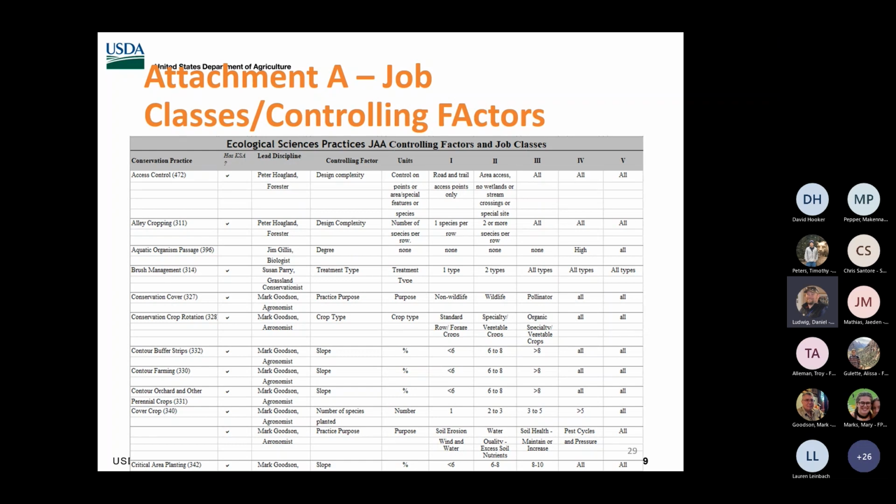It's going to be broken down into this, whether it's design complexity, like crop type, or some of them are based on slope. And it shows you what the job classes are. They rate from 1 to 5. Some of them are 1 through 3, and then you'll see 4 and 5 are all. So that attachment A is a good example, so you can see what levels are required or available to request throughout your career.